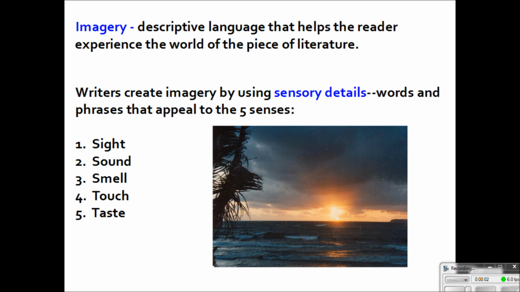Your goal by the end of the period today is to use imagery or descriptive language to create a setting in writing. Imagery is one of the most important tools writers use to create an experience for the reader. Writers create imagery by using sensory details, words and phrases that use the five senses: sight, sound, smell, touch, and taste. I've put a picture of a beach scene here, and if I want to create the experience of being there for a reader, I need to help the reader have the sensations they would feel if they were there.